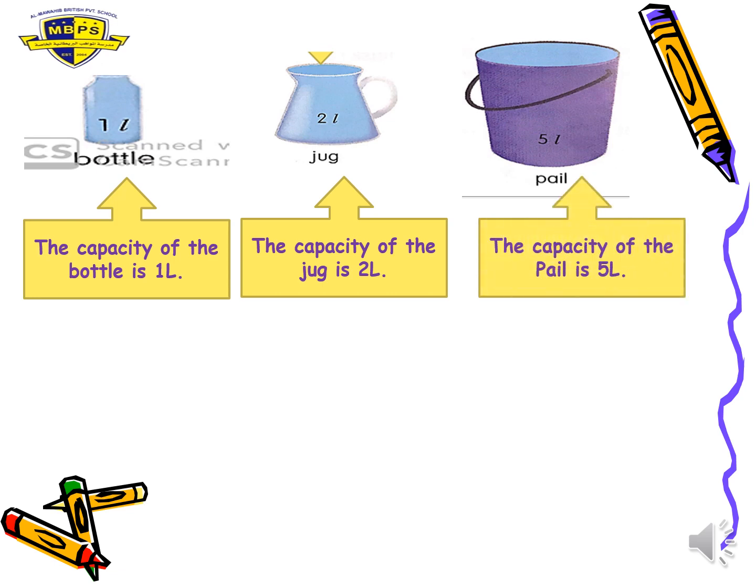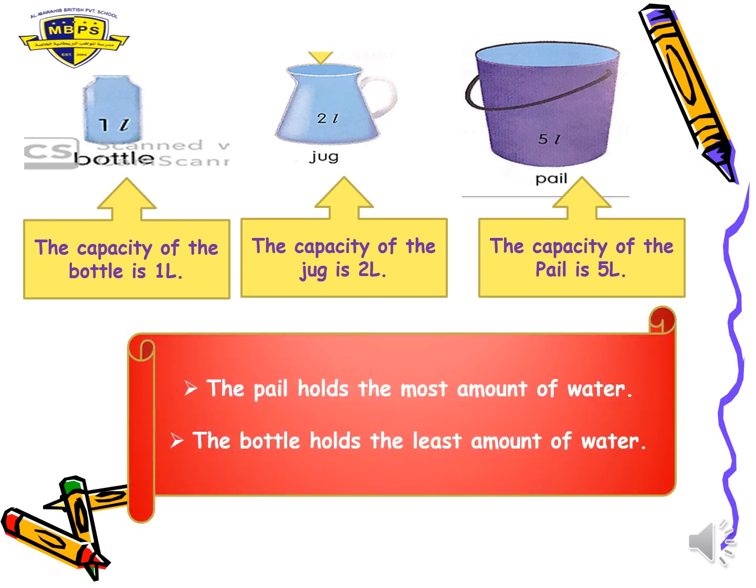Now, can you tell me which one holds the most amount of water? Of course, the one with the greatest number holds the most amount of water. So I can say the pail holds the most amount of water. Which one holds the least amount? The one with the smallest number holds the least amount of water. So the bottle holds the least amount of water because it holds 1 liter only.